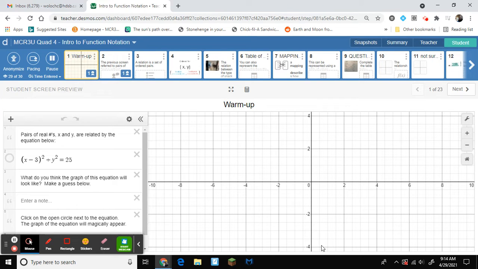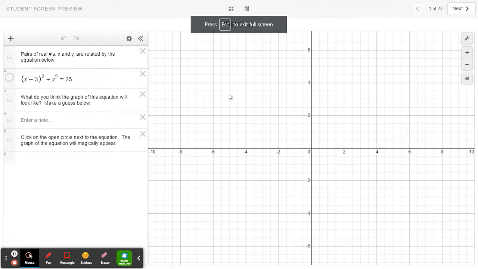Hey everybody. So I'm just going to go over the homework from yesterday. Some of these questions would have been done in a regular classroom setting where you would have had to work a little bit more, like this one, for example: a pair of real numbers, x and y, are related by the equation below. So we have this equation, and you would have been asked, what do you think it would look like?